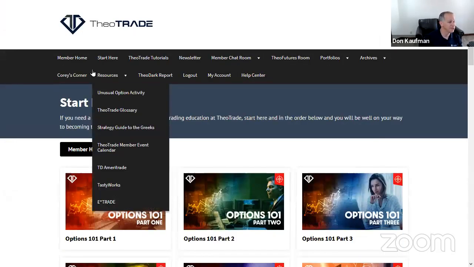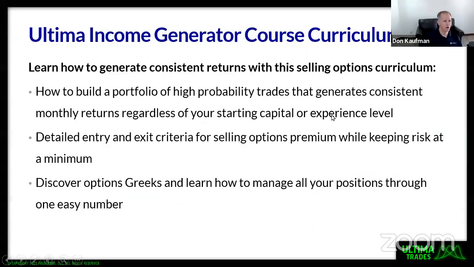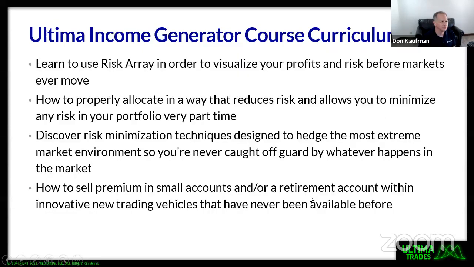This is a start here menu. You know what we do in the start here menu? We get you ramped up. It's par for the course. We're going to give you detailed entry and exit criteria for selling options premium while keeping risk at a minimum. You're going to discover option Greeks and learn how to manage your positions through one number. In the class, you're going to learn to use a risk array. It's actually one of my favorite parts of the entire class.